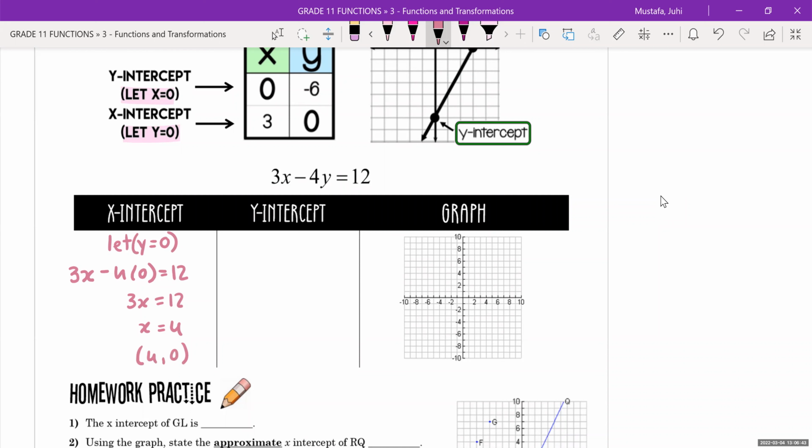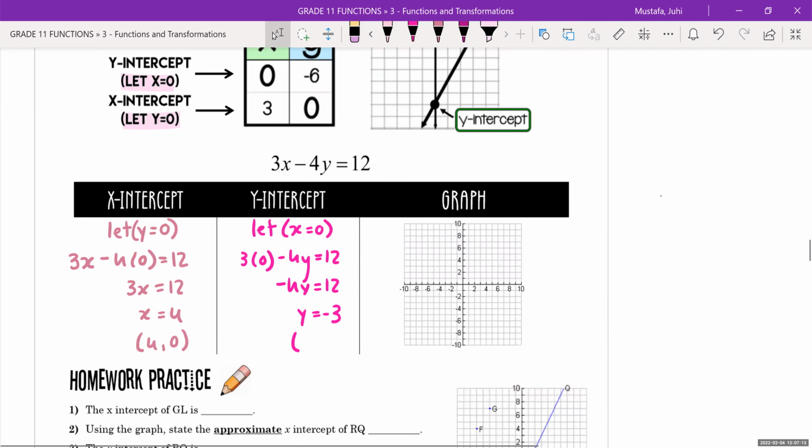Because every x-intercept and y-intercept needs a specific coordinate. And to figure it out, if you've let y equal 0, that means whatever you find for x, you just pair it up with the 0. For the y-intercept, I'm going to let x equal 0, and I'm going to do the same thing. So 3 times 0 minus 4y is equal to 12, -4y = 12, and y is equal to -3. What would be the coordinate in this case? It would be (0, -3).